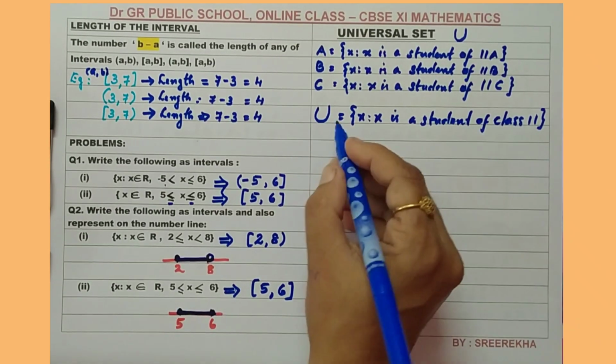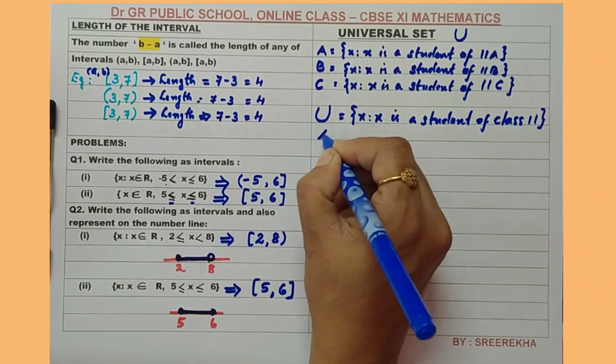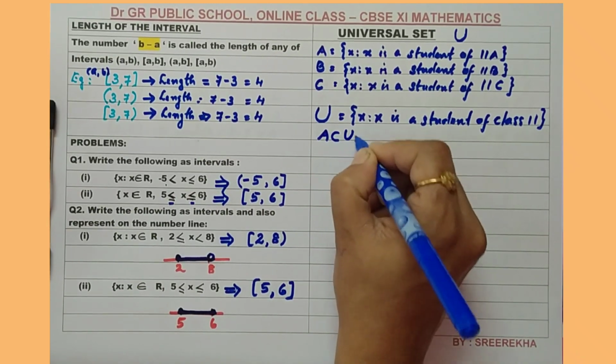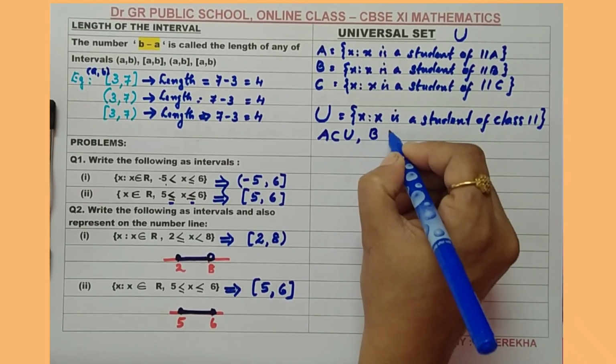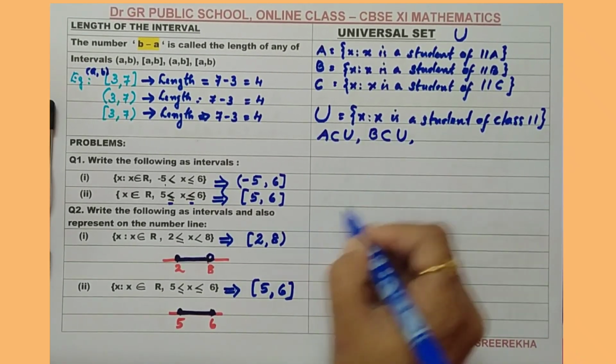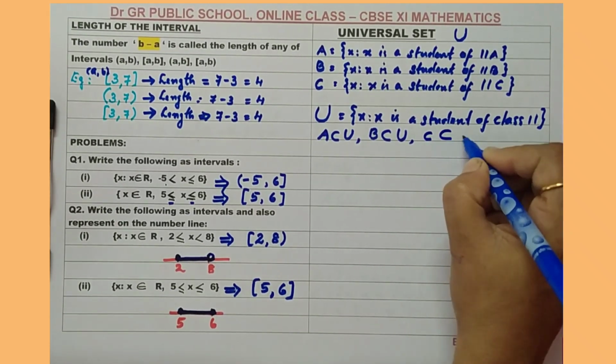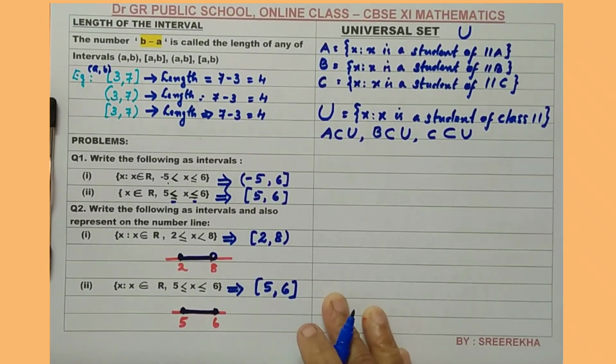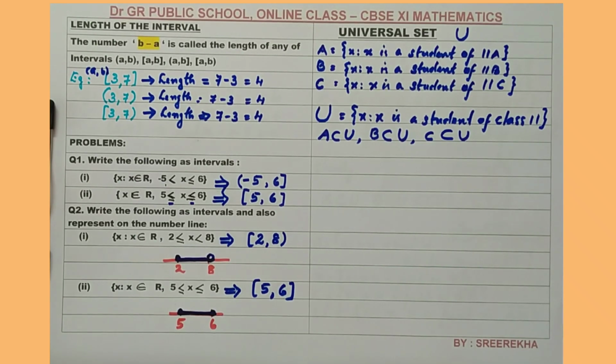From the above example, you can say that A is a subset of the universal set, B is also a part of this universal set U, and C is also a part of this universal set U. So, universal set means a superset which can contain all the subsets under our consideration.